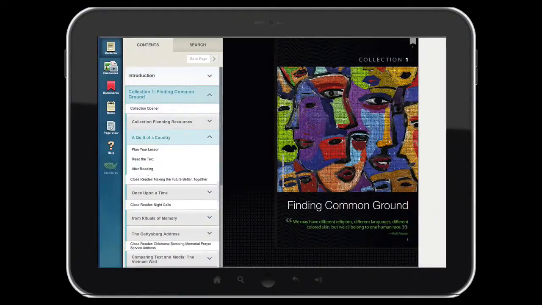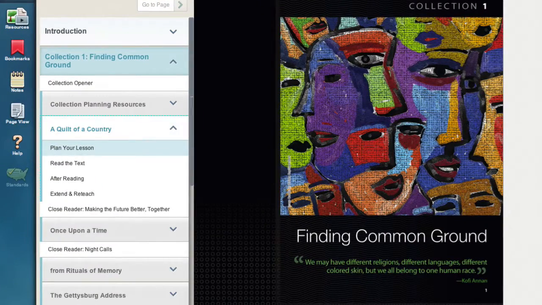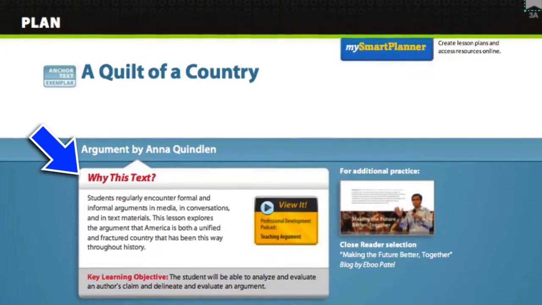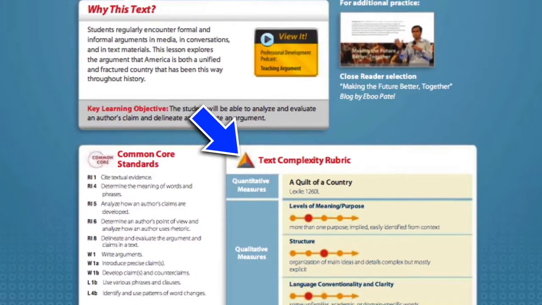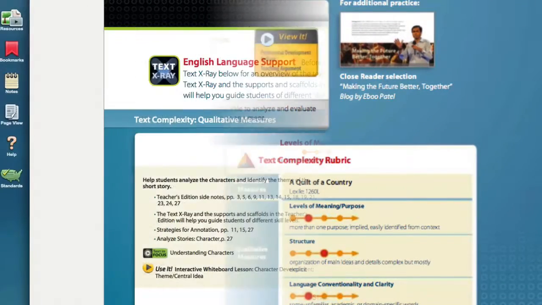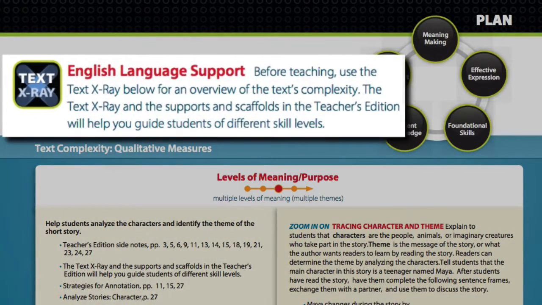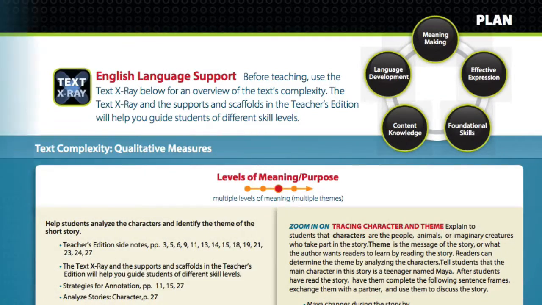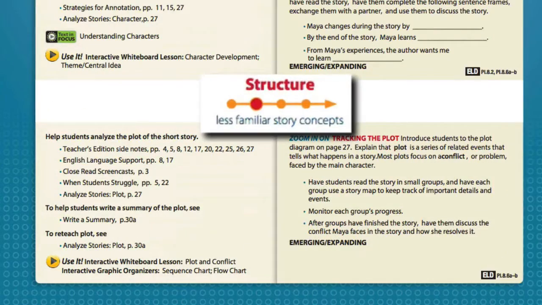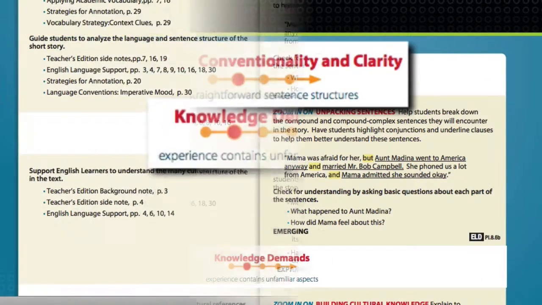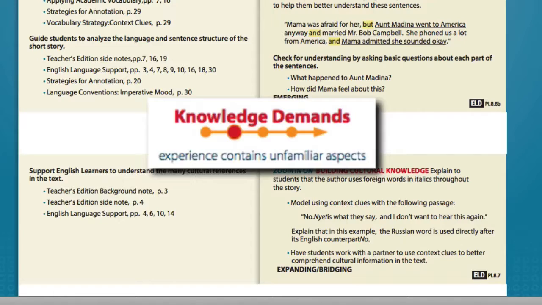To help develop students' aptitude for text analysis, Collections lesson planning begins with Why this text? And the Text Complexity rubric. For your English learners and those needing intervention, Text X-Ray provides scaffolds for aspects of each complex text that may challenge students, such as structure, language clarity, and knowledge demands.